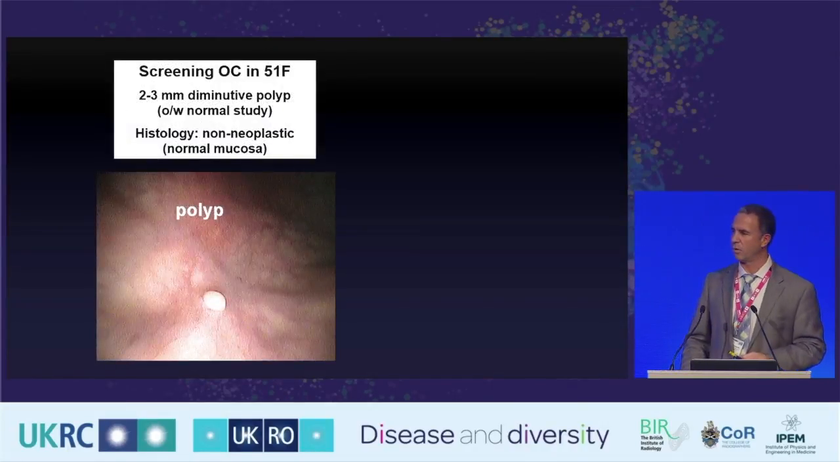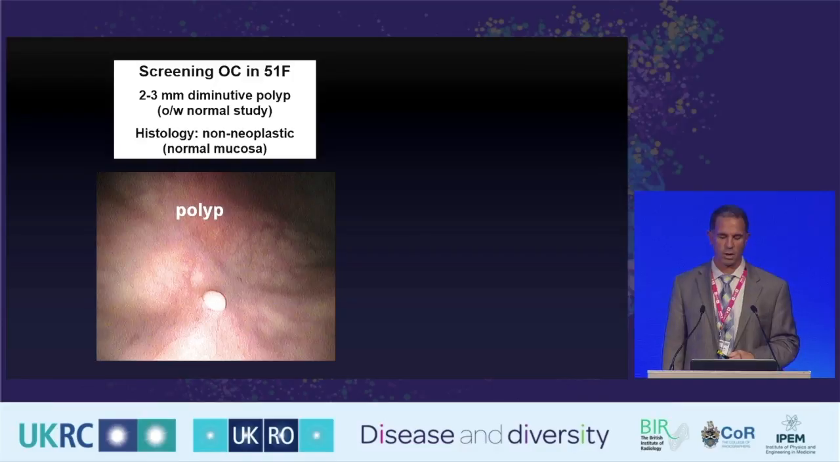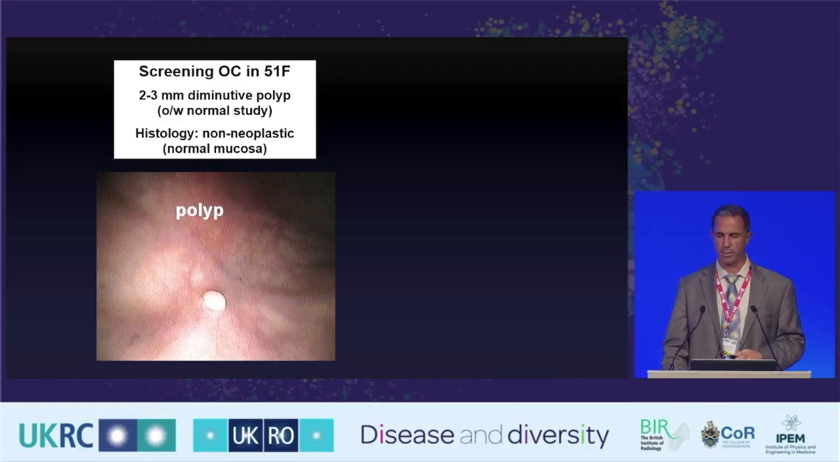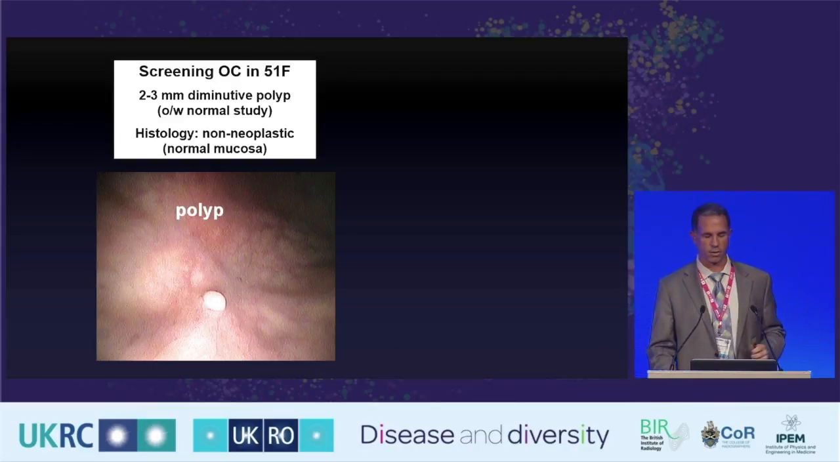Now, here's another reason to avoid diminutive lesions. This is a 51-year-old at our institution, had a screening colonoscopy. It was a normal study except for this tiny little lesion, which turned out to be a mucosal tag, basically normal mucosa, about 2 or 3 millimeters. So at CTC, this presumably would have been a negative exam and nothing further would have been done.